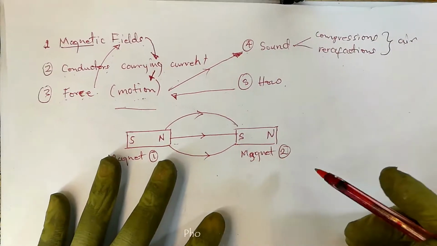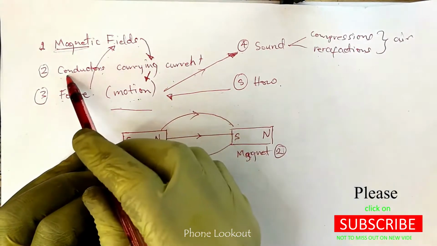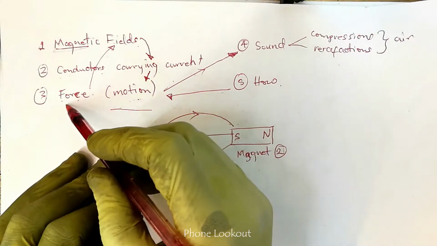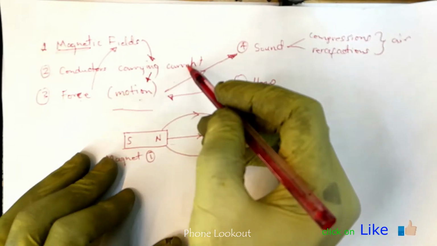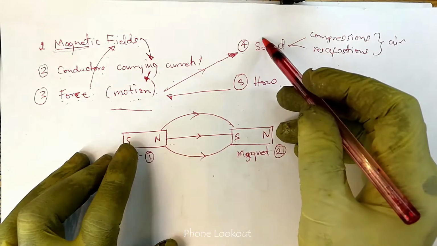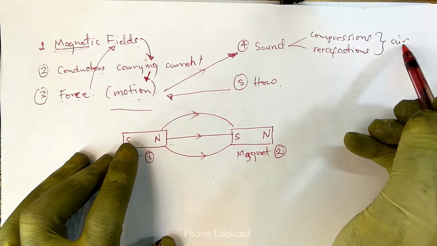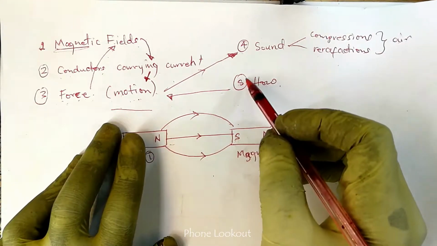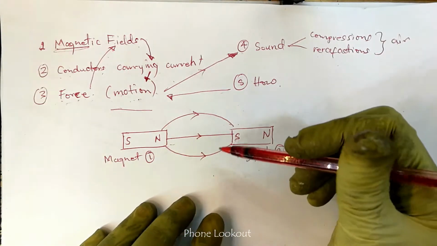We had said that to understand the speaker, you need to know about magnets and magnetic fields, and then also know about conductors carrying a current, and then you need to know about the force exerted by a magnetic field on a conductor that is carrying current, and that will result in a motion. Now, you need to know also what sound is, and sound is simply compressions and rarefactions of air. That's how I've decided to simplify it. And then the fifth thing is to know how this motion is converted into sound. Now, that's what we are getting at right now.